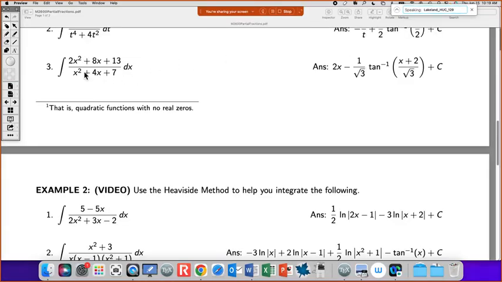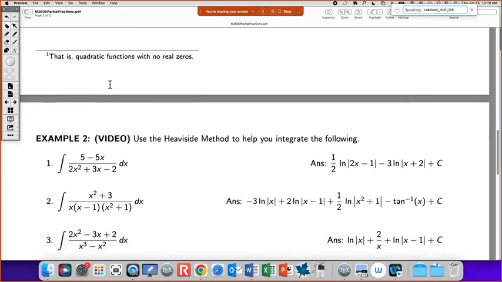Oh wait, I somehow switched this. Look at that. This answer is correct because for some reason I switched this plus to a minus. It's fine. Okay.